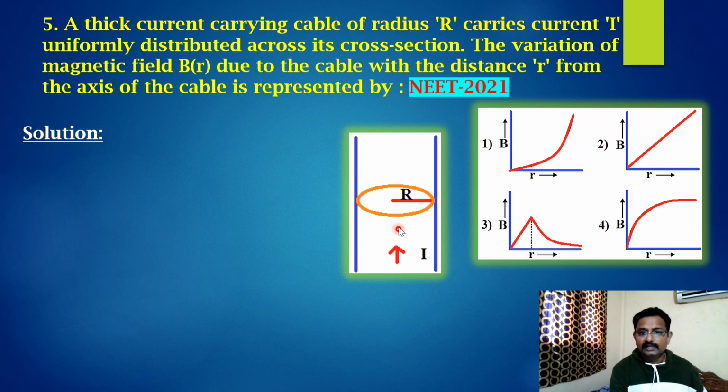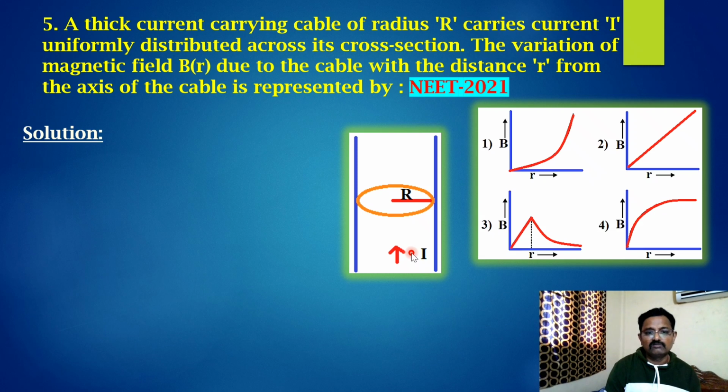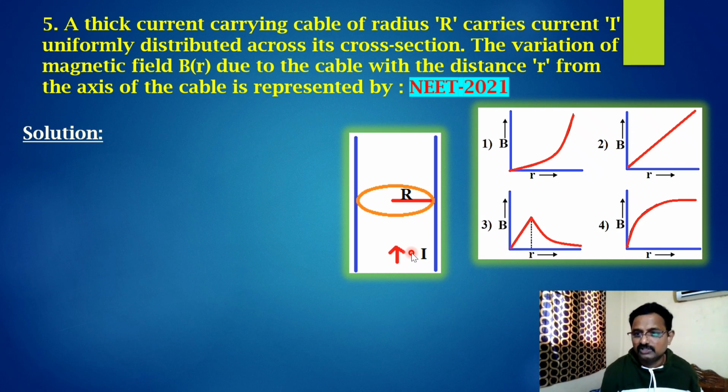So here it is a current carrying conductor whose area of cross section has radius capital R. Through this current carrying conductor, current I is flowing. So we have to find the variation of magnetic field with respect to distance r.